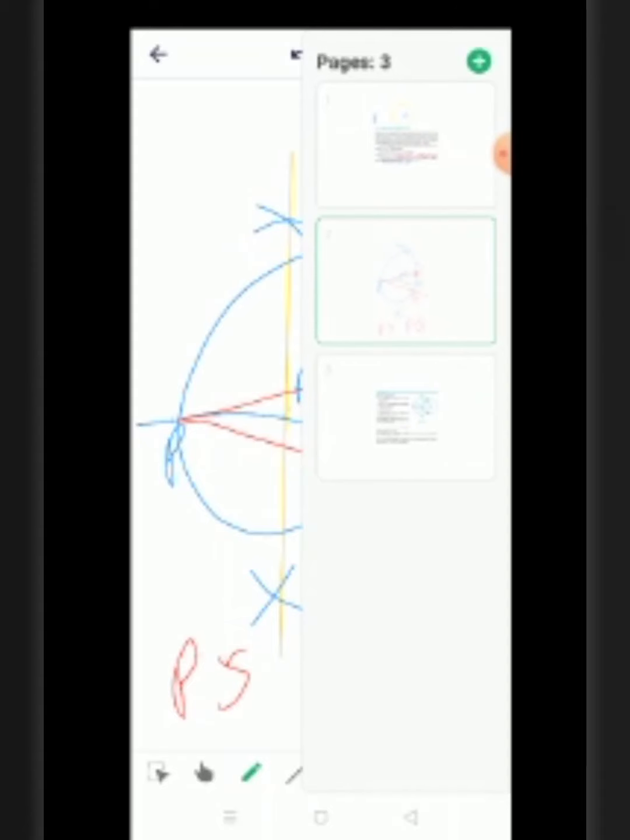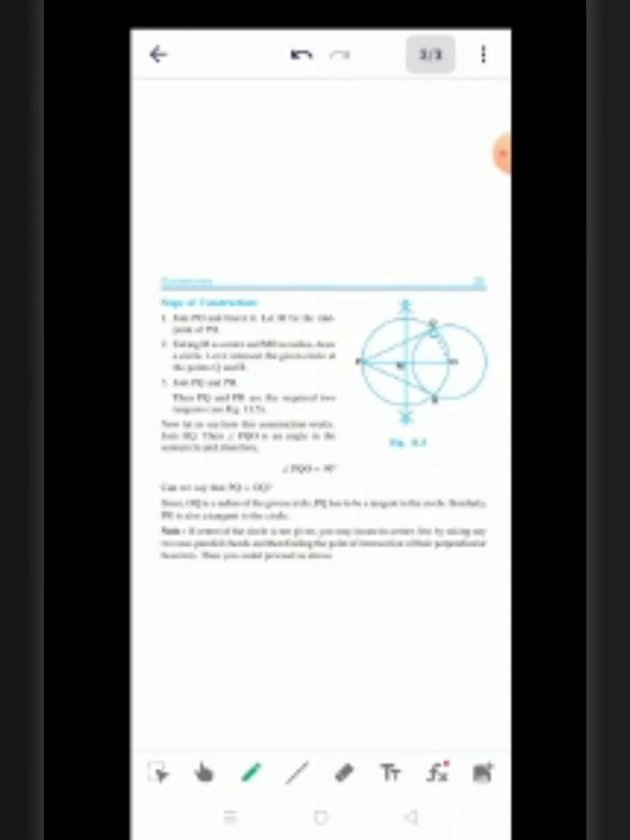Now let's see here. It's given in your NCERT. Steps of construction: join PO and bisect it. After bisecting, taking M as center and MO as radius, draw a circle. After that, join PQ and PR, and then you will get the required tangents, that is PQ and PR, like I have done just now. Now let us see how this construction works. You just see here, it's given here.